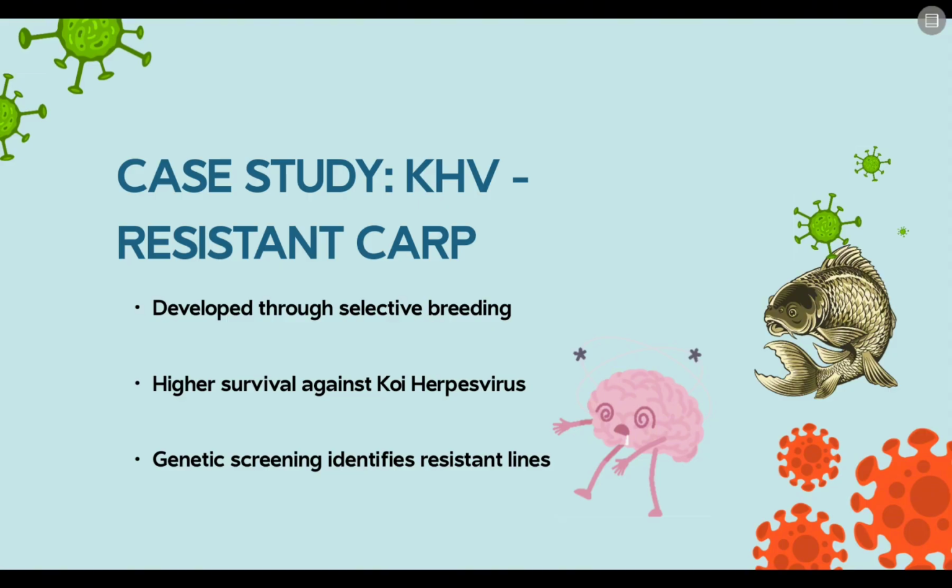Breeders responded by selecting carp that survived KHV outbreaks and breeding them together. Over generations, this produced carp that are naturally resistant. Genetic screening helps identify which individuals carry resistance traits, ensuring the trait is passed on consistently. This case shows how genetics can solve real industry problems.